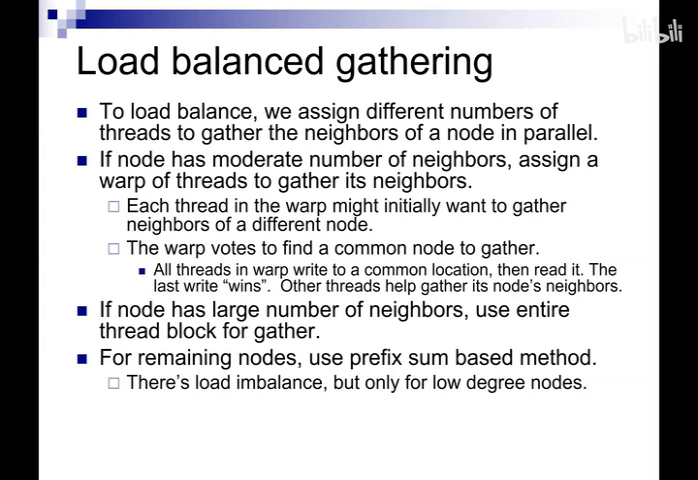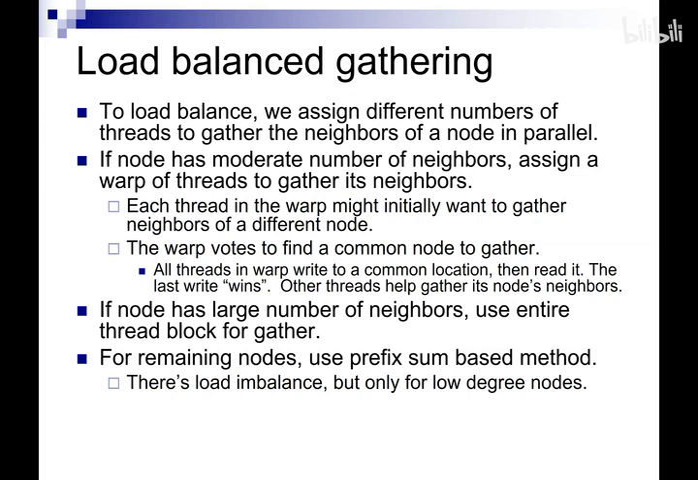And then for the remaining nodes that have just a small number of neighbors, each of them is just going to gather their own neighbors. If you have 3 neighbors, we're not going to assign a warp to help you out. You're just going to get your own 3 neighbors, and then you're going to use the prefix sum method to say, I have 3 neighbors, give me 3 locations in the queue.